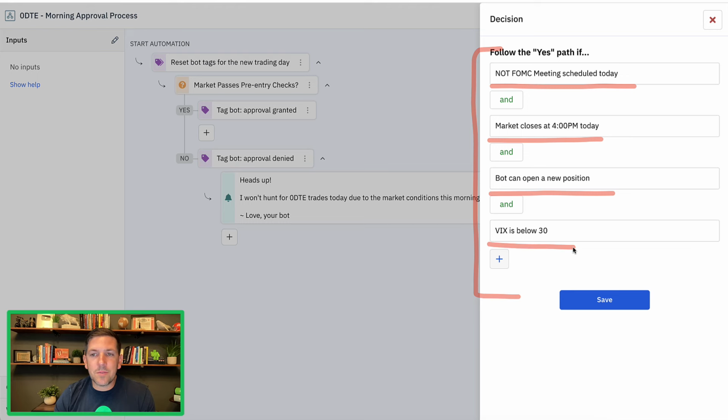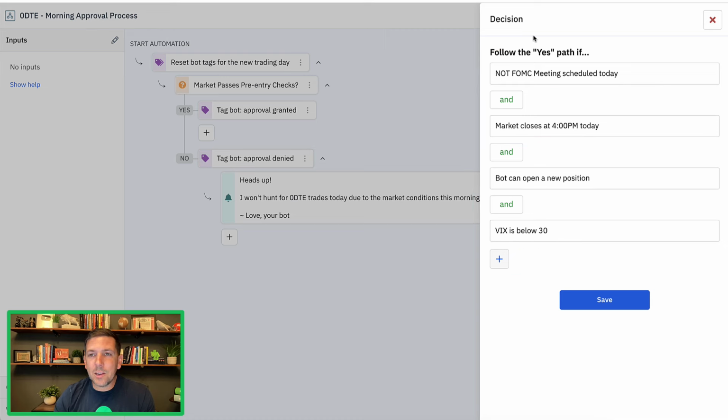And then I also set a VIX filter, so I don't want to trade this on an insanely high volatile day. You could add other ones like CPI or other ones in there if you wanted to. But again, you just want to get all of the criteria that would say, look, if any of these are true, then do not let the bot trade for the day.